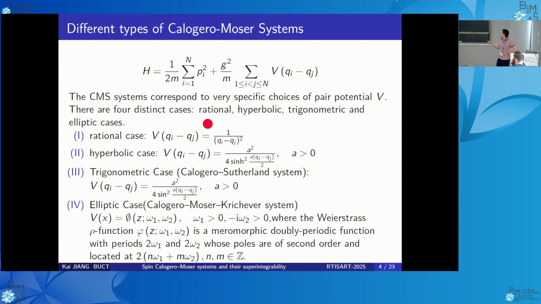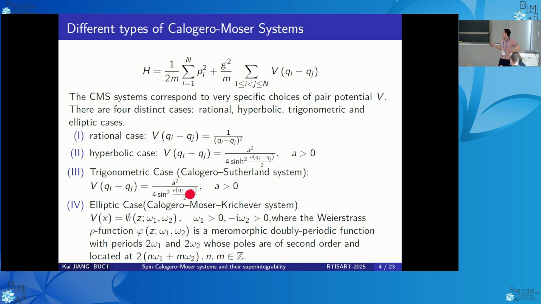We also have the hyperbolic case, where it is the hyperbolic sine, which also has a second order pole. And the trigonometric case, which we also call the Calogero-Sutherland system, is the sine. For the third one, it describes particles living on the circle, because the sine here is a periodic function, so it can be like a circle and has a periodic phenomenon.